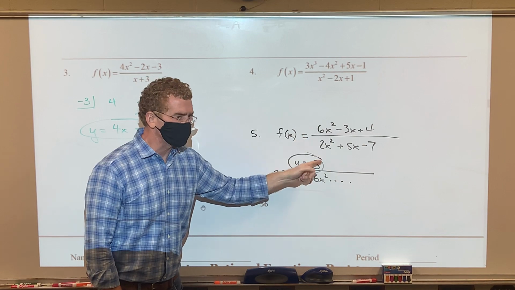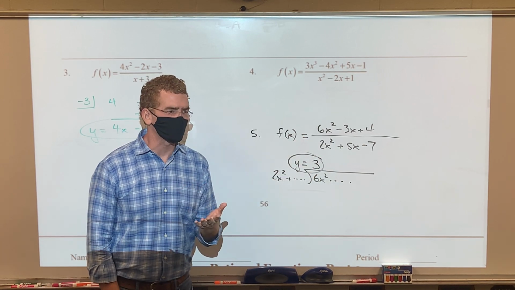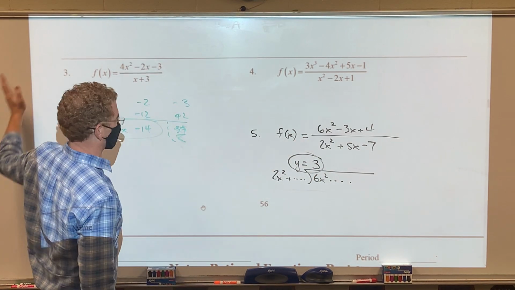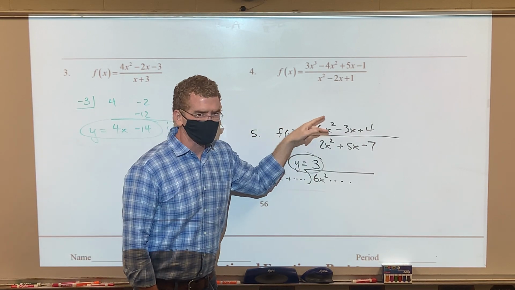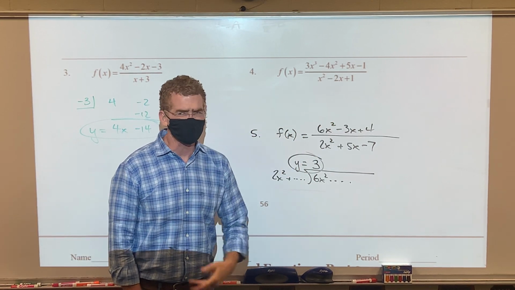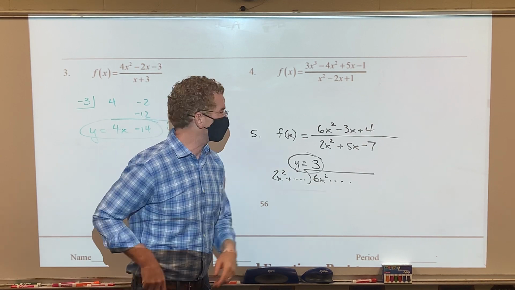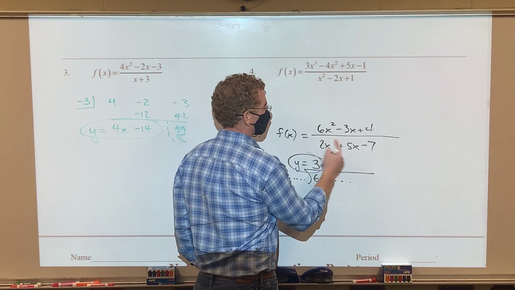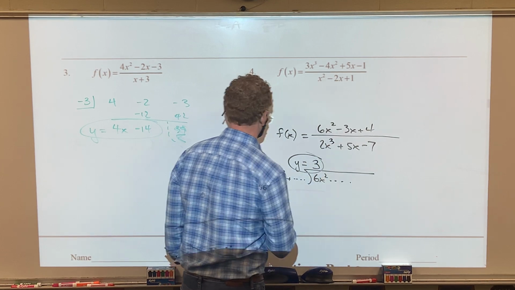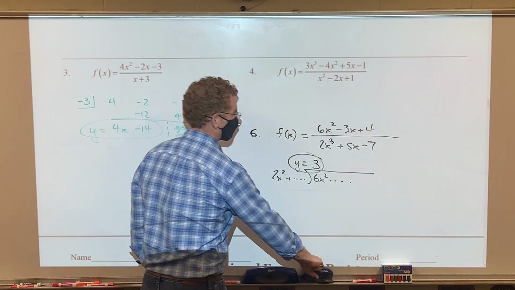Now, with that in mind, is there any other situation? We've already talked about powers being bigger on the top. We just addressed powers being the same on the top and the bottom. What other option is there? Being bigger on the bottom? What would that mean? What if this was 2x cubed? We'll call this number 6.